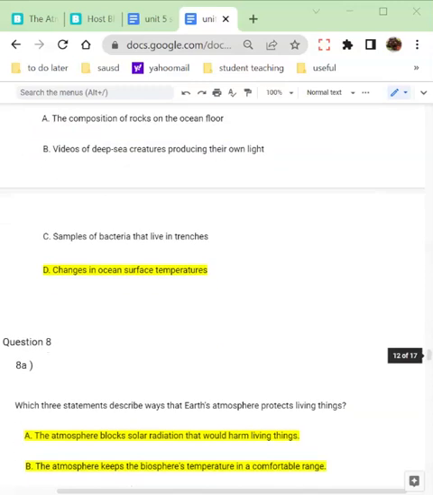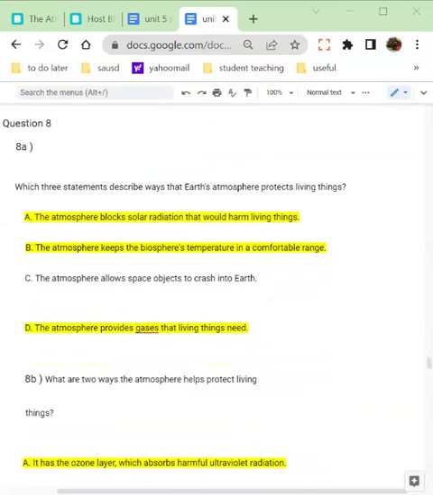Okay, now moving on. 8A. Which 3 statements describe ways that the Earth's atmosphere protects living things?